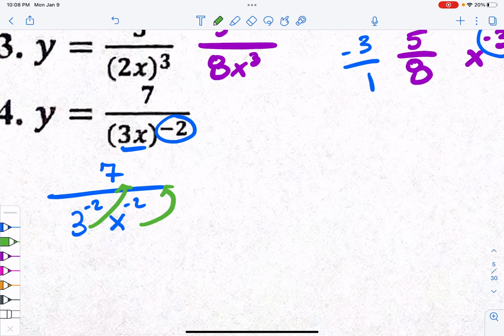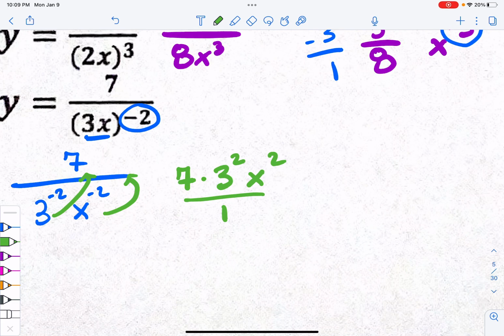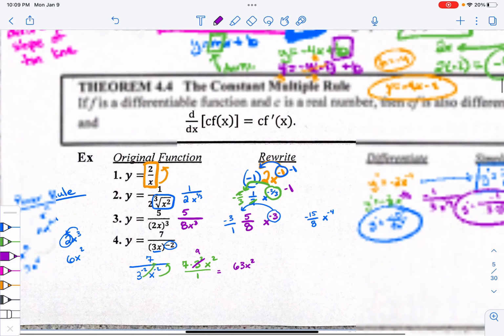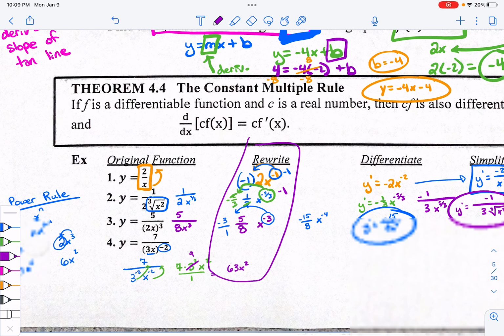And so this 7 will now be multiplied by 3 to the 2nd power and x to the 2nd power. If you need to think about it as having 1 on the bottom, moving both of those to the top makes those positive exponents. 3 to the 2nd power is 9. And so this is just 63x squared before we take the derivative. So that's the rewrite step, right?